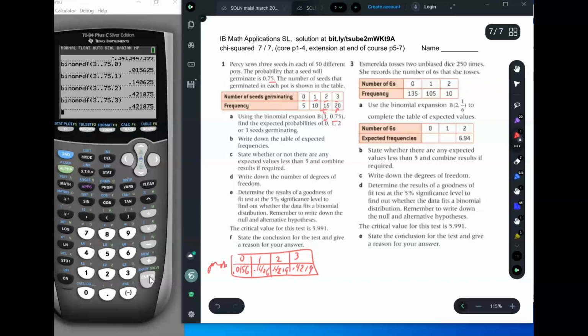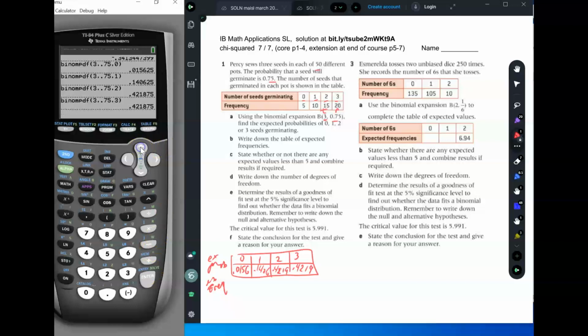What we want is the expected frequencies. Expected frequencies can be calculated from the expected probabilities by multiplying times the total number of, so it's like 50 pots, okay? So all we need to do is multiply each one of these numbers times 50, and that will give us the expected frequency. So instead of 0.0156, I'm going to multiply this times 50 pots, and that'll tell me how many pots there are in this column. It would be 0.781.